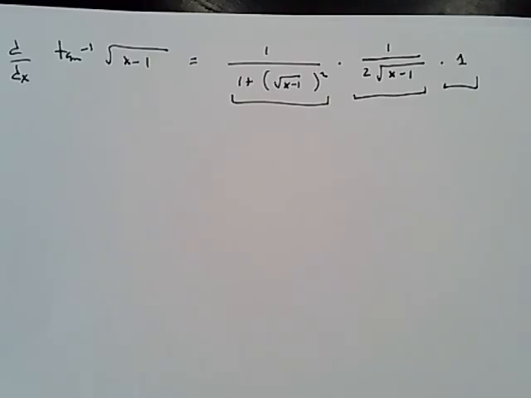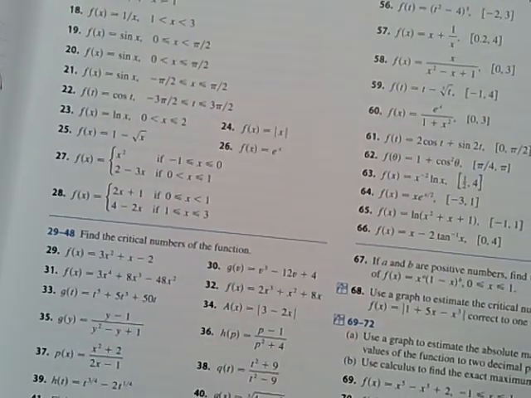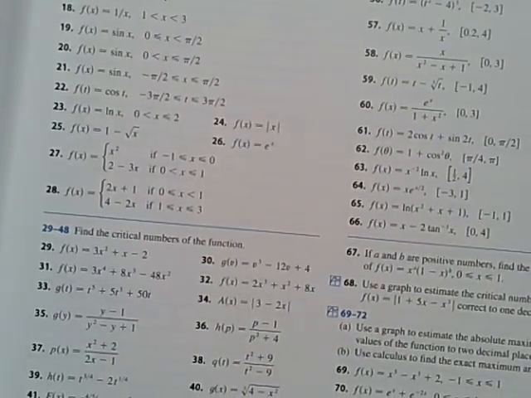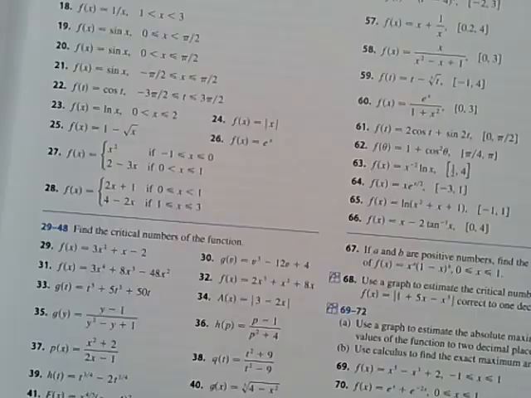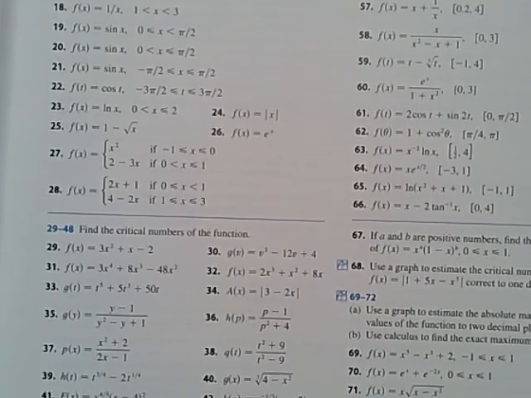Okay, great. Next up is to work on the section that we're working on, section 4.1, and there are two kinds of problems. Let's see here. It's number 29 and 37. It says find the critical numbers of the function.